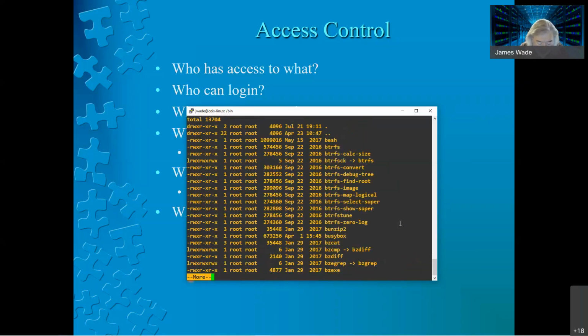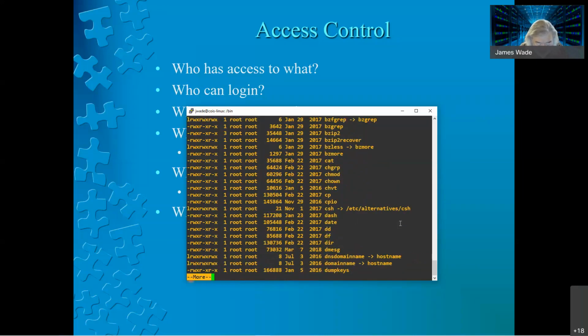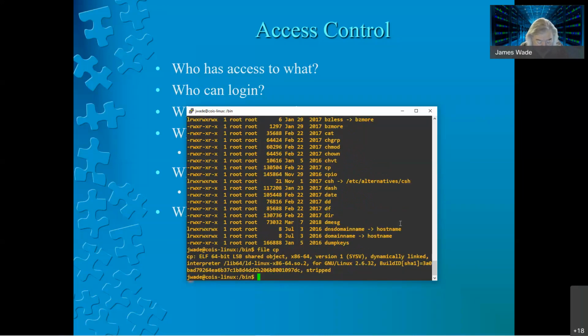The bin directory, there's a lot of commands in here, folks. Look at all of them. Ooh, how about a copy command? If I go file, CP, it tells me it is a 64-bit LSB shared object. It's telling me basically that this is a compiled program. See where it says the build number?